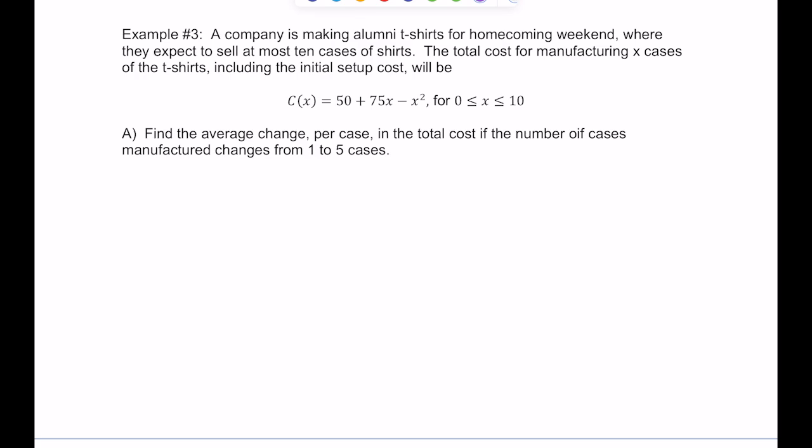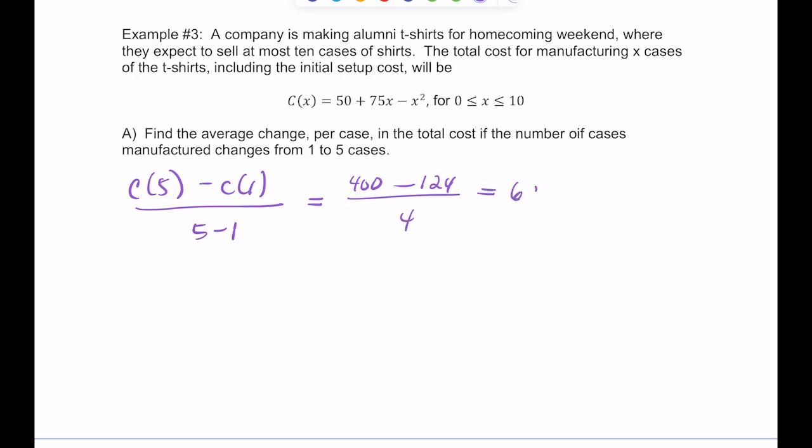So we're looking for average rate of change here, right? Which we know we're just going to do C of 5 minus C of 1 over 5 minus 1. So we're just plugging in the 5 into X, and you would get 400, and then we're plugging in 1 for X, and when you do that, you get 124 over 4, and you end up with 69.